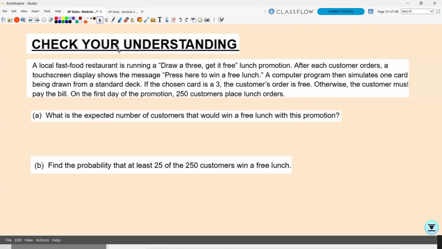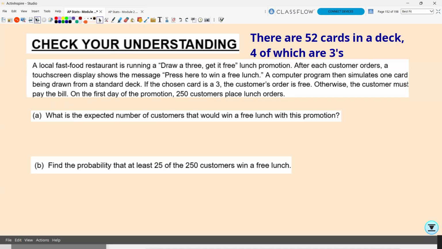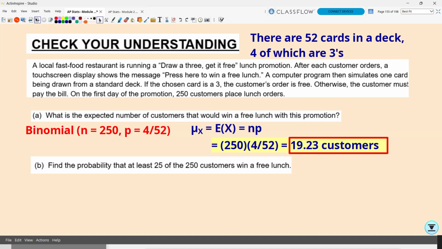Part A, what's the expected number of customers that would win a free lunch with this promotion? Well, in this case, we have 52 cards in a deck, 4 of which are 3s, so our probability is going to be 4 out of 52. It's a binomial situation. We have a set number of trials, 250 customers. So the expected value is just the number times the probability. That'll get you about 19.23. So we expect about 19.23 customers to win this lunch promotion.